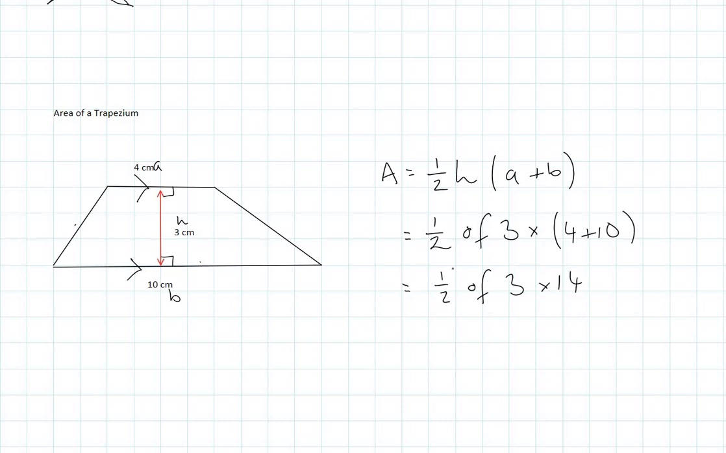Maybe the easiest thing to do is half the 14 for 7, and 3 times 7 is 21. Remember as well, if you're ever going to put this into a calculator, you put half in as 0.5. So you'd have 0.5 times 3 times 14. And remember your units, centimetres squared. If this length's in centimetres, your area's in centimetres squared.